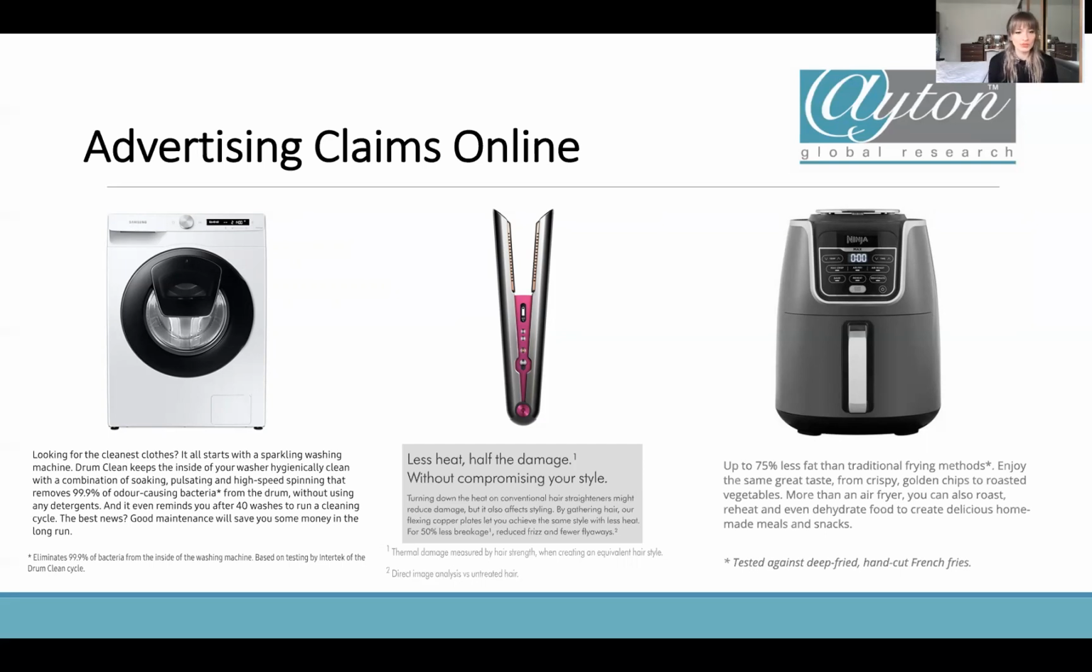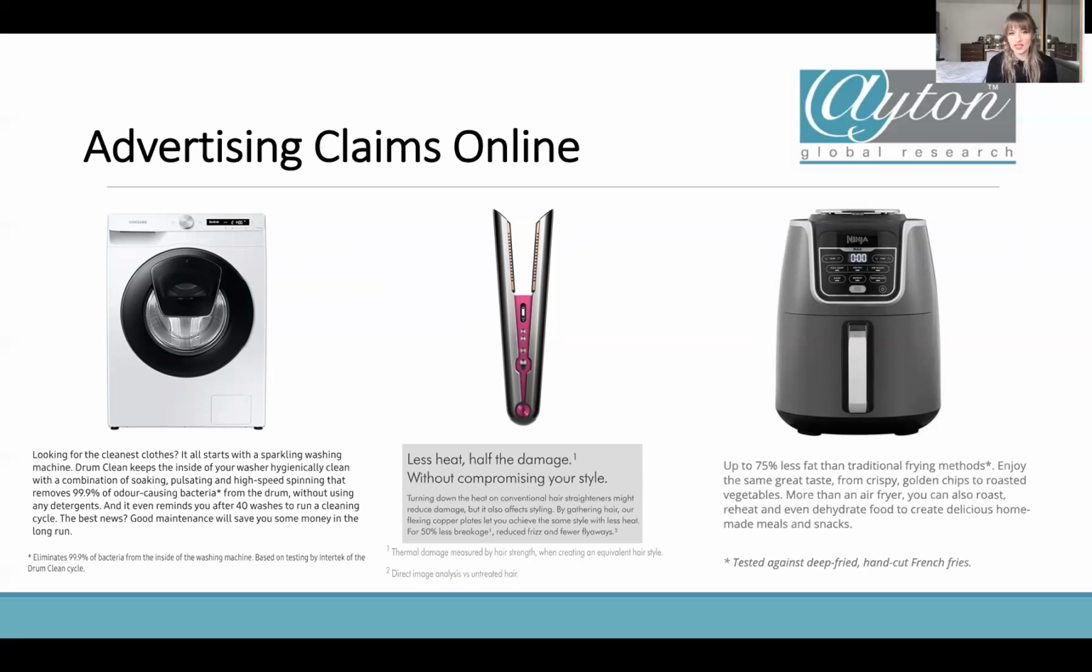So we've got a Samsung washing machine, and they've got a really interesting claim to say that it is high-speed spinning that removes 99.9% of odor-causing bacteria. I find this quite interesting because the washing machine is doing it through how it works, rather than, I think, using a really good laundry detergent or something like that. But this one was based on a study conducted by Intertek, looking at the bacteria that was inside the machine before and after washing. So very high, scientific study looking at bacteria.